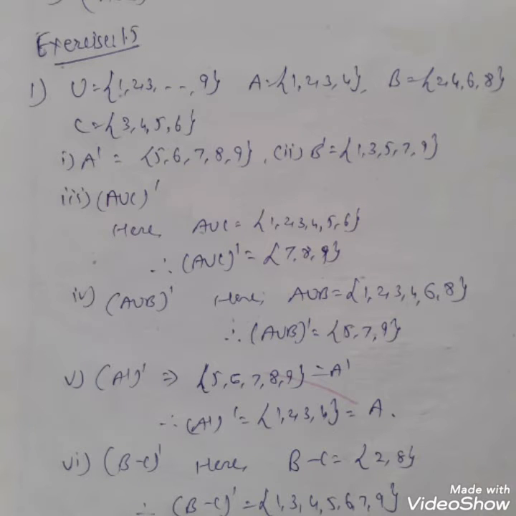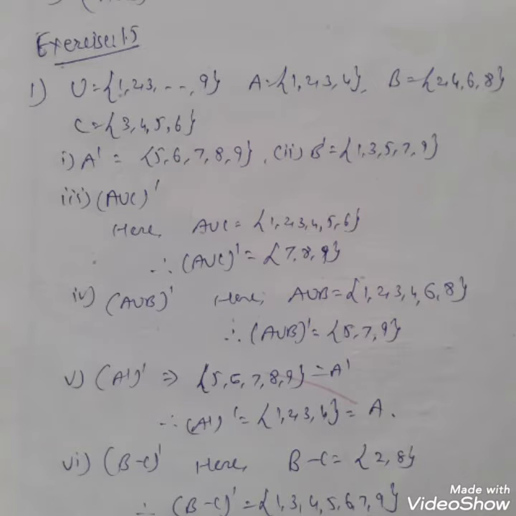Now we have to find A union C whole dash. First of all we will find A union C. So A union C contains the elements 1, 2, 3, 4, 5, 6. So A union C whole dash will be only 3 elements, that is 7, 8, 9. Meaning 1, 2, 3, 4, 5, 6 are present in U.